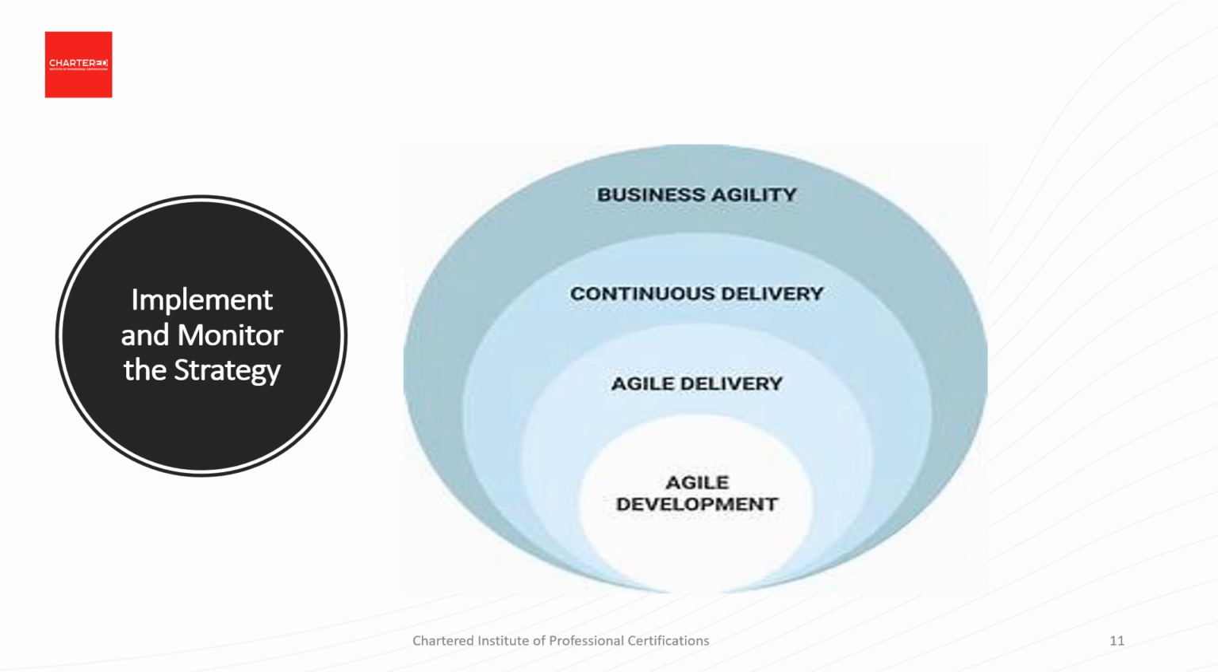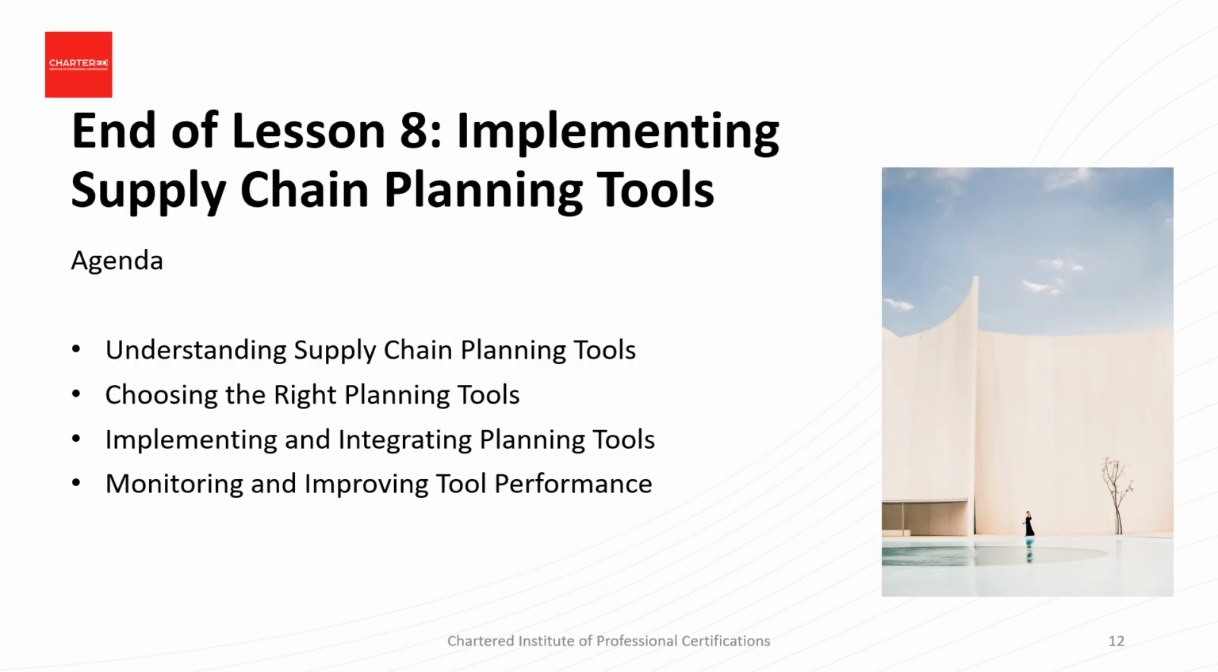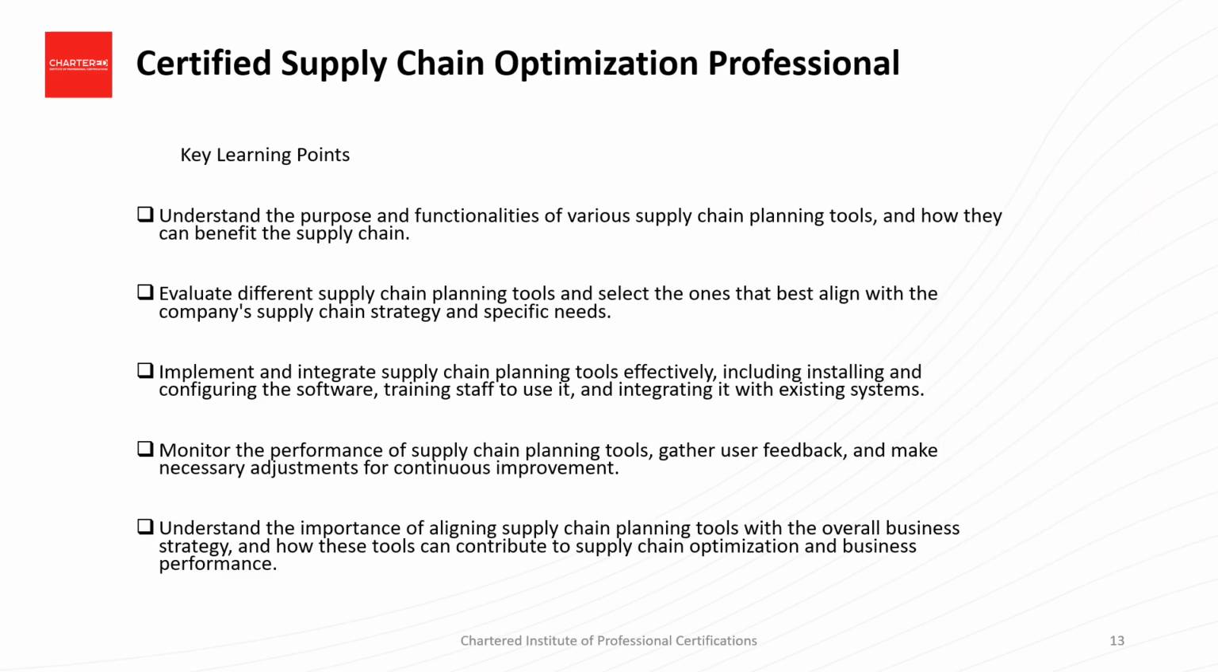Optimization of supply chain is an ongoing process that requires regular monitoring, feedback gathering, and adjustments. By committing to this process, companies can ensure that their supply chain operations remain efficient, effective, and aligned with their business goals. This brings us to the end of Lesson 8, Implementing Supply Chain Planning Tools. Your key learning points have been covered and discussed here.